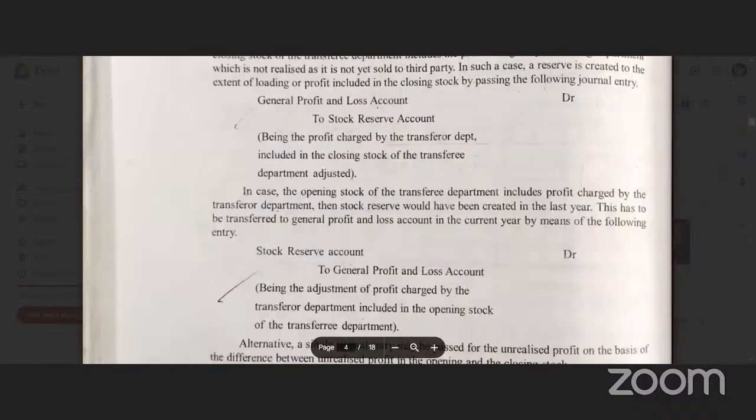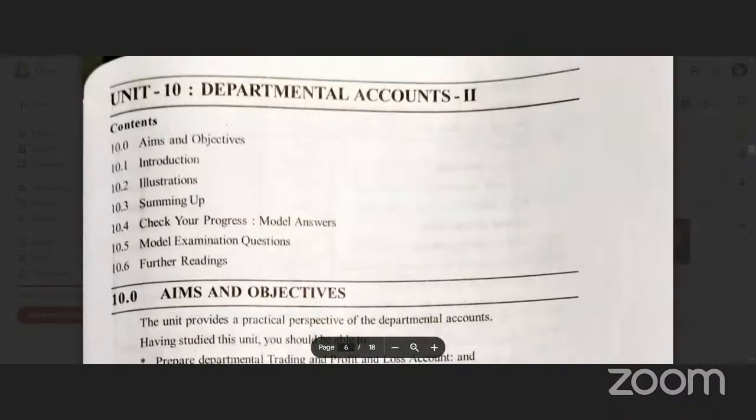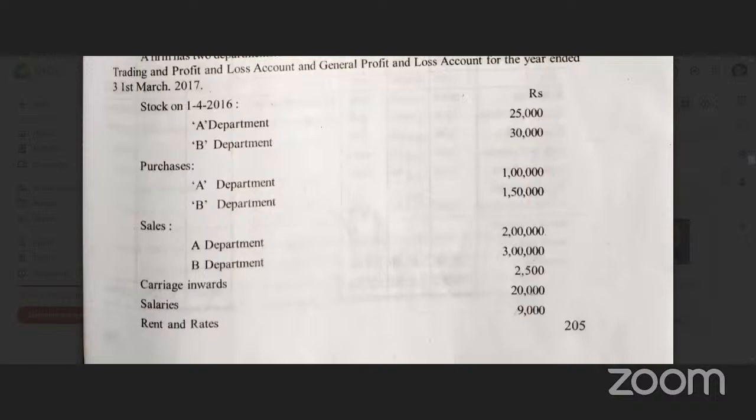You will understand that also. Here it is. Look at this. I'll show you the question. You are supposed to answer me, based on that solution. See, stock per department, purchases department wise, sales department wise.